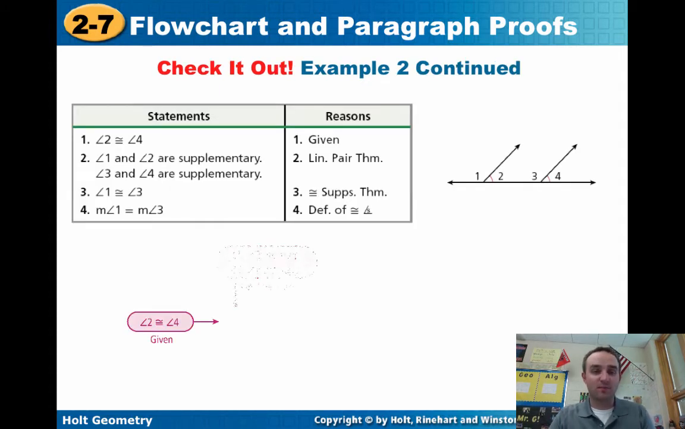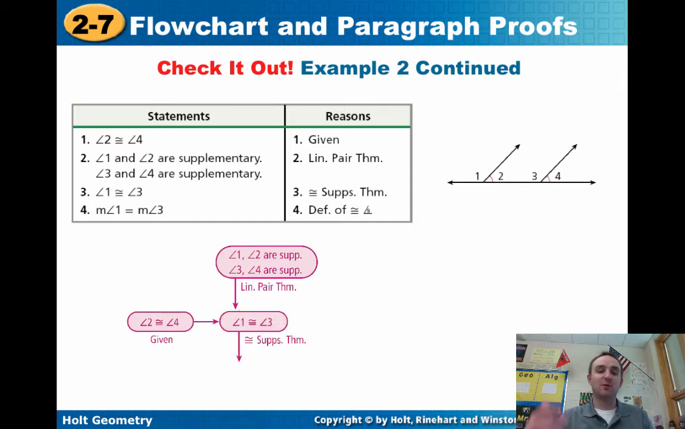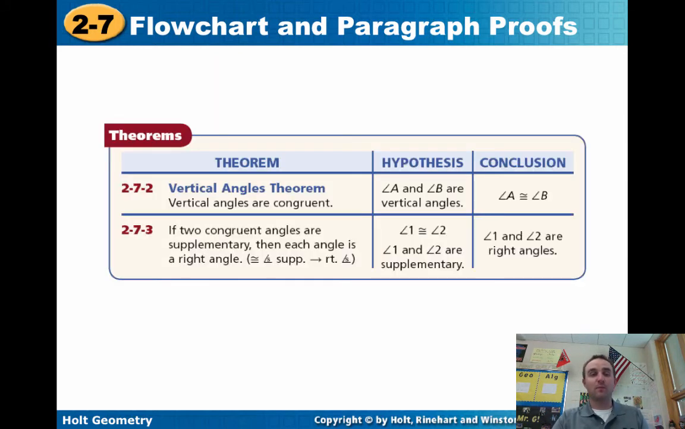We're going to start with our given, and then our step 2 has nothing to do with our given. 2 congruent to 4 has nothing to do with 1 and 2 being supplementary, 3 and 4 being supplementary. Linear pair theorem is just something we know, so that's by itself again. Now we need to know 1 and 2 to be able to use congruent supplements theorem. So that's why you have arrows coming from 1 and 2 down to 3, and then simply an arrow going to 4. There we go.